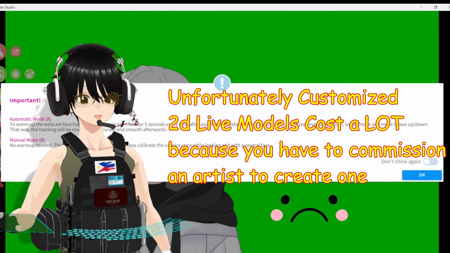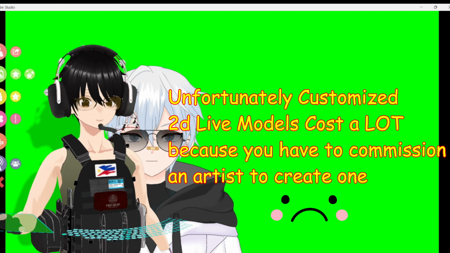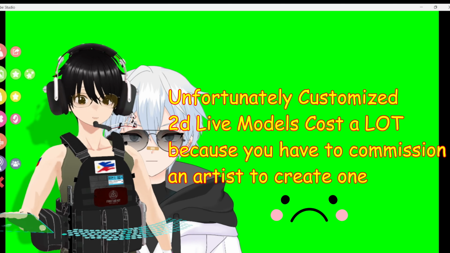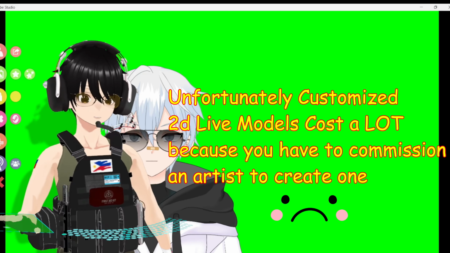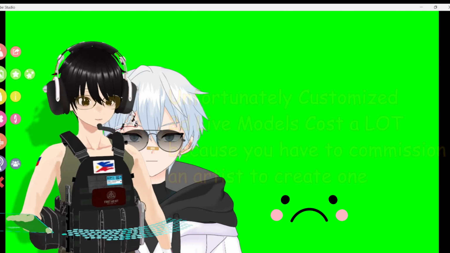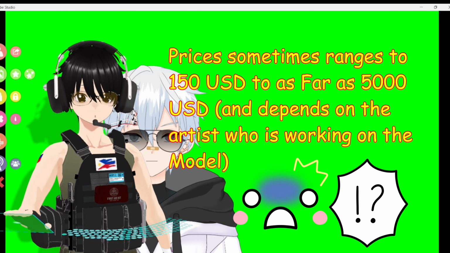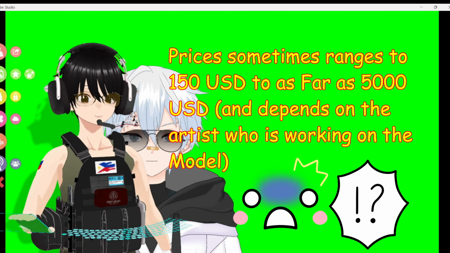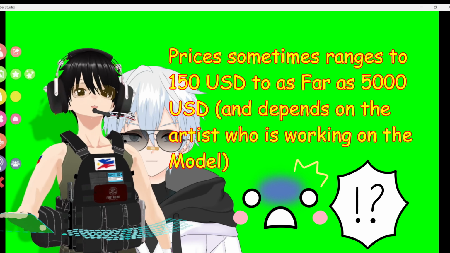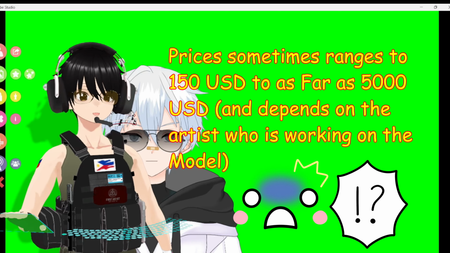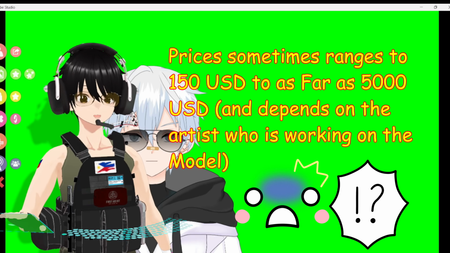And to be honest, if you want to have a 2D model, you've got to commission an artist. That's the only way to have a customized model in 2D, compared to VRoid, where you can make it on your own. And of course, the price ranges if you are gonna commission an artist to create your 2D model, at least as far as I know right now, could range from around $300 to some of them being as costly as $5,000 US.